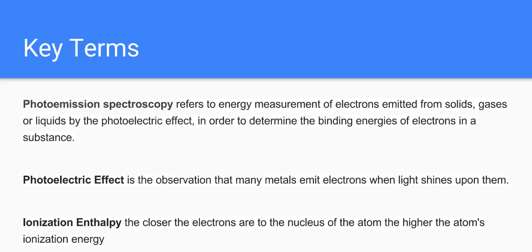Here are some more key terms. Photoemission spectroscopy refers to energy measurement of electrons emitted from solids, gases, or liquids by the photoelectric effect in order to determine the binding energies of electrons in a substance. And ionization enthalpy, that's just the closer the electrons are to the nucleus of the atom, the higher the atom's ionization energy.